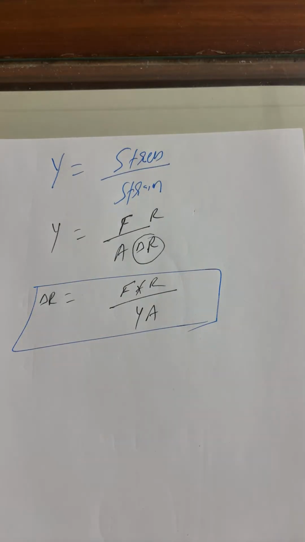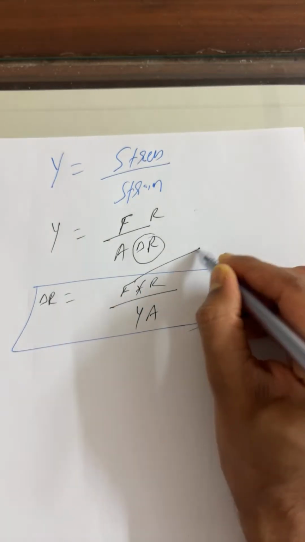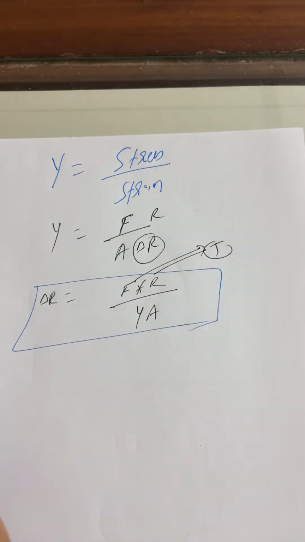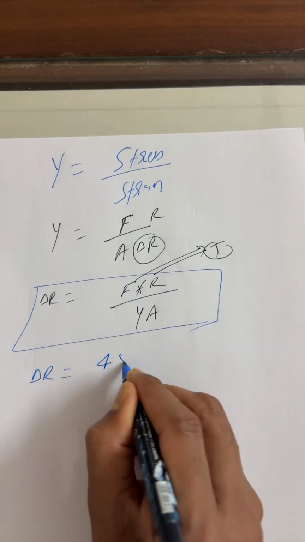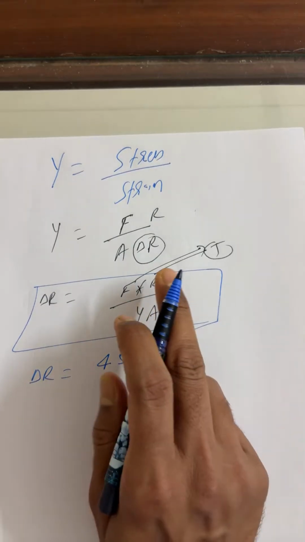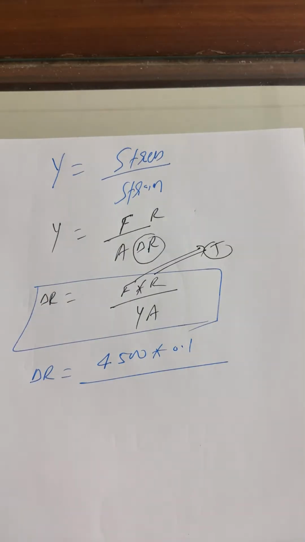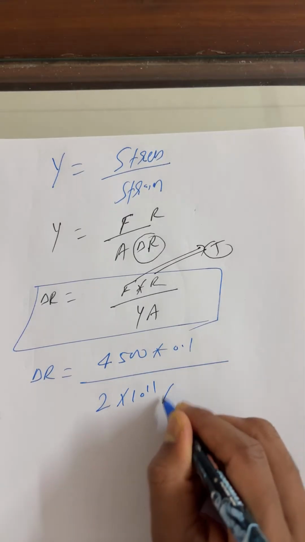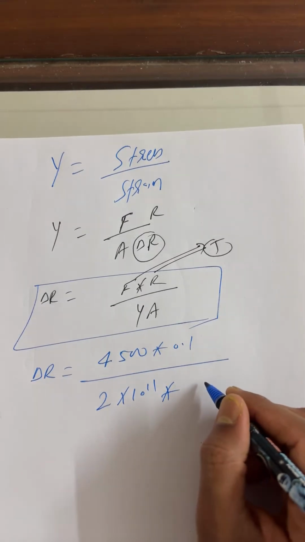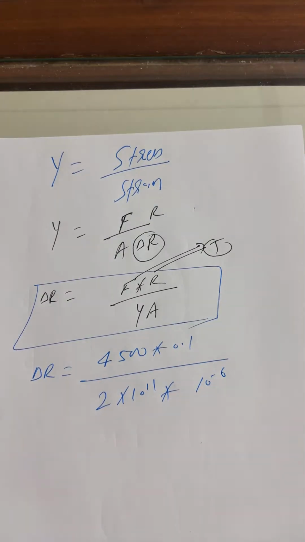This is delta R equals F into R upon Young's modulus into A. Now the force is nothing but the tension force, which we already found. So you can write delta R here: this is 4500. The radius mentioned in the question is 0.1. Young's modulus is also mentioned in this question: 2 into 10 to the power 11. The area is 10 to the power minus 6. Okay.